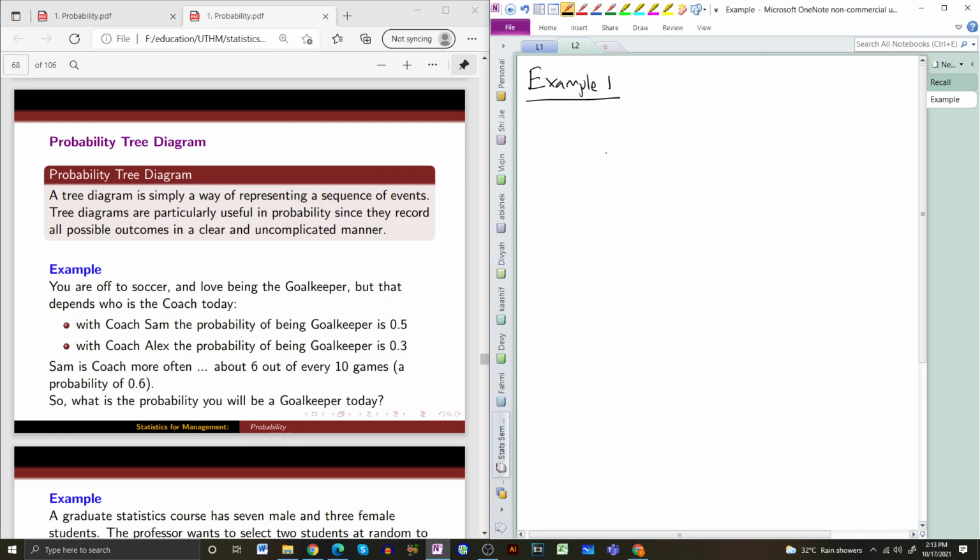You are off to soccer and love being the goalkeeper. But that depends on the coach today. With coach Sam, the probability of being goalkeeper is 0.5. With coach Alex, the probability of being a goalkeeper is 0.3. Sam is coach more often, about 6 out of every 10 games. So what is the probability you will become a goalkeeper today? Whether you become a goalkeeper or not, it all depends on the coaches. There are two coaches. First you have to choose the coach, then only you know whether you become a goalkeeper or not.